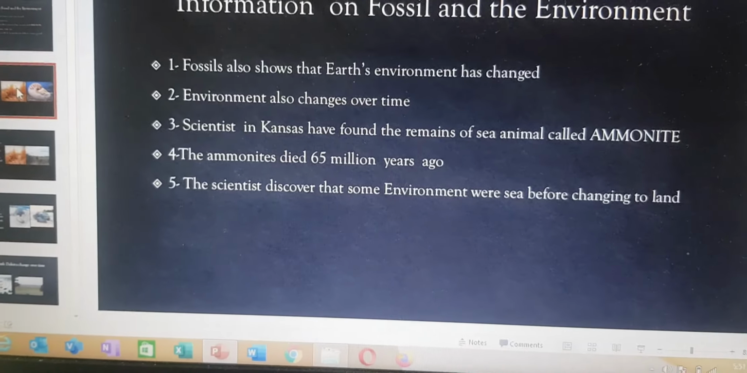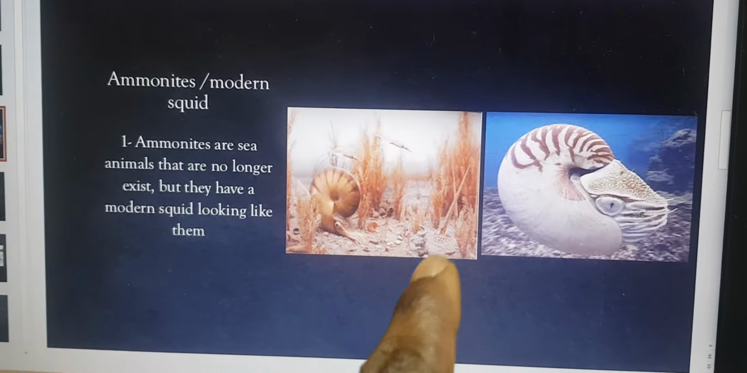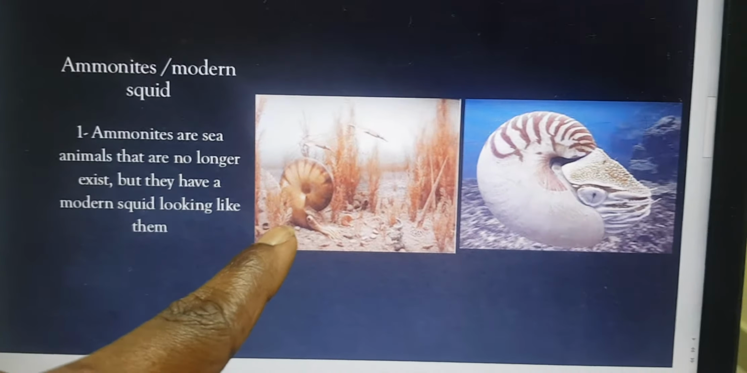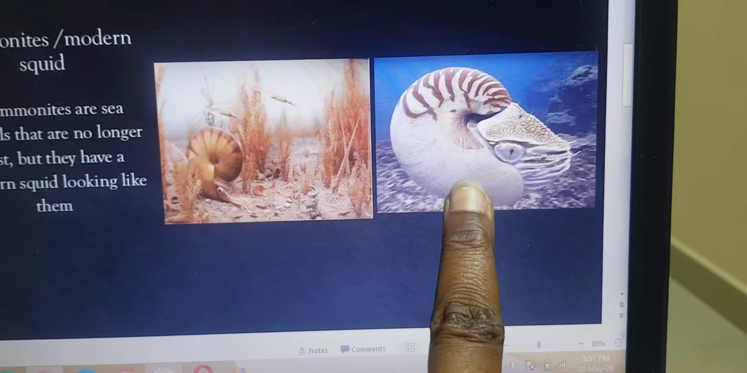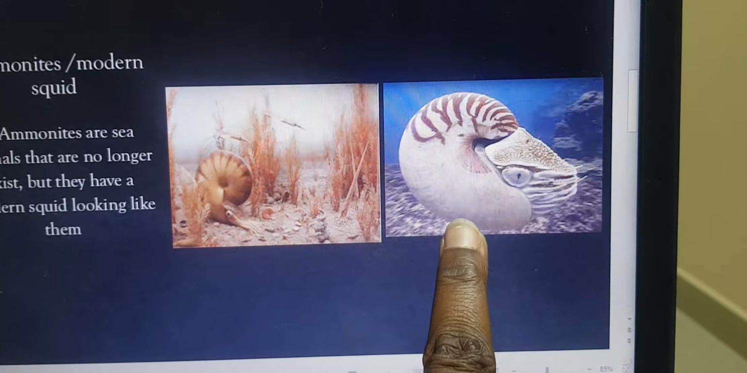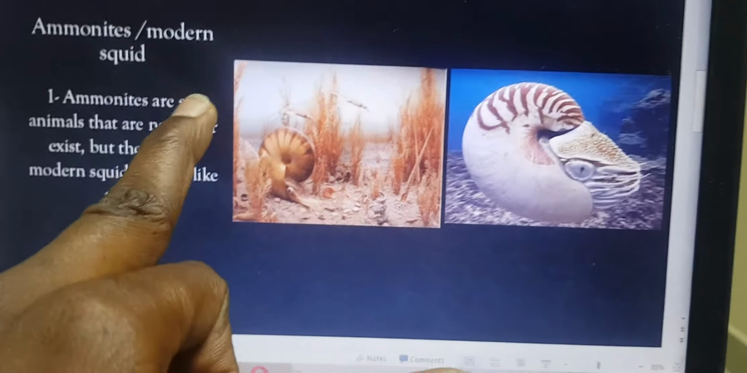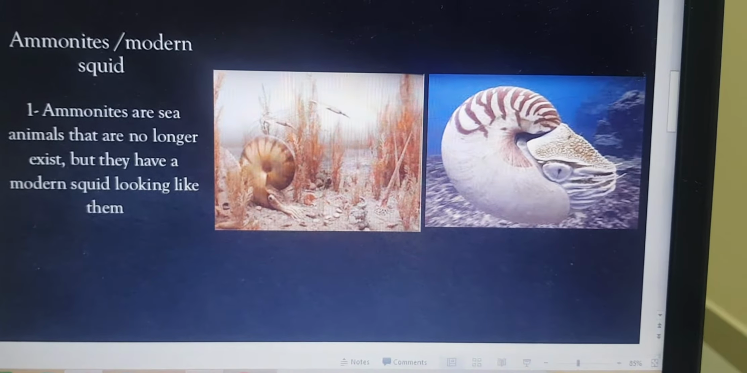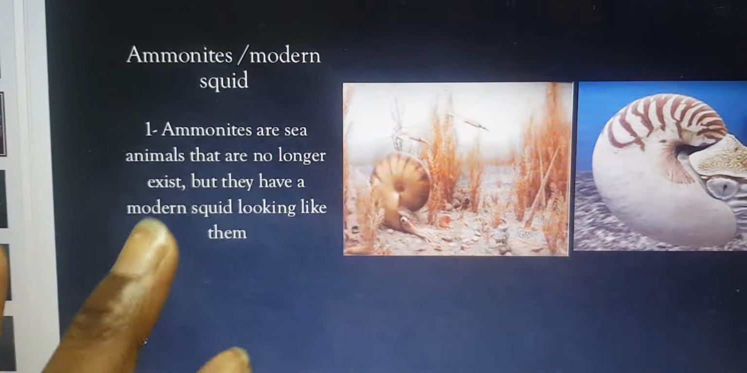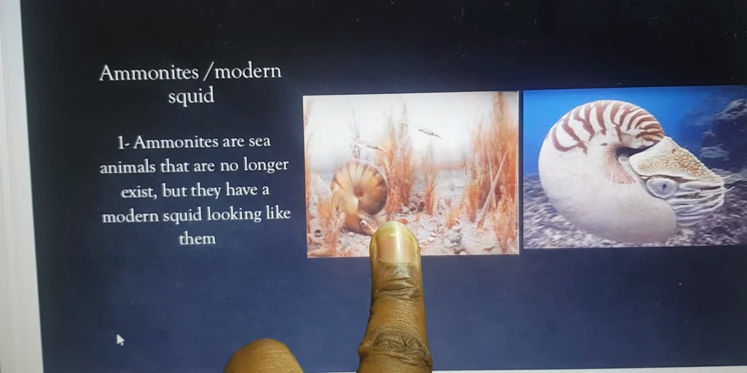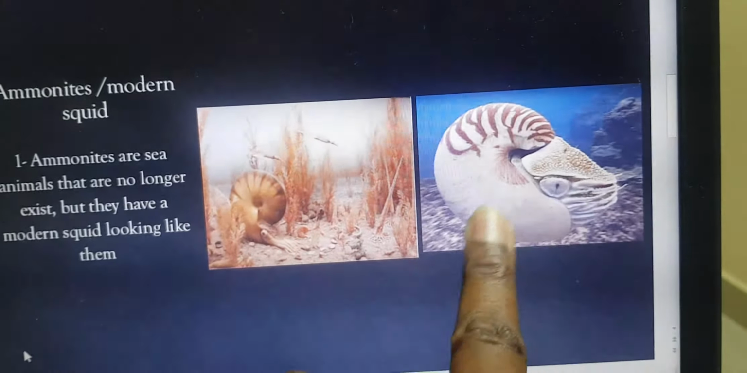Now let's look at the animal. This is the animal you're seeing here. It's called the ammonite. It's already an extinct animal, and it has an animal that looks like it, which is the squid. The ammonite is extinct, but we still have the squid today. So the ammonites are sea animals that no longer exist. This one, the ammonite, is in your book, and this one still exists, but we have something that looks like them, which is the squid.